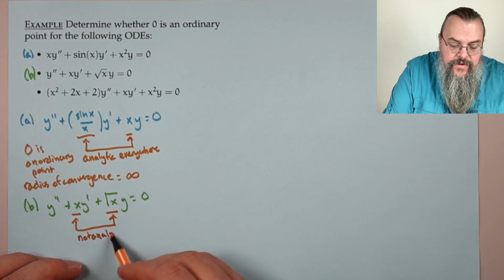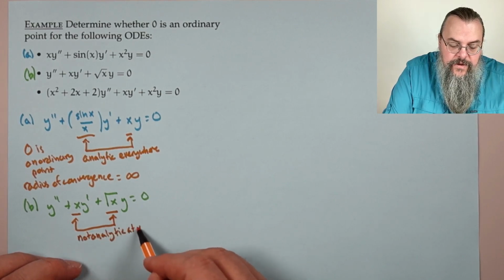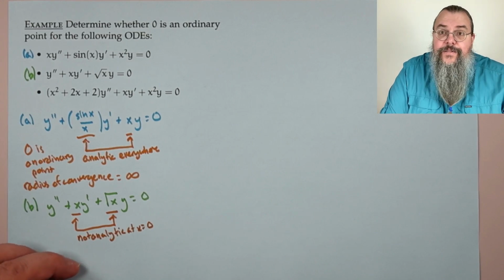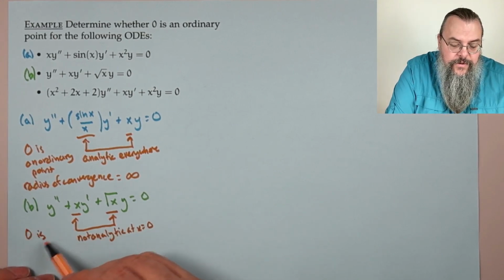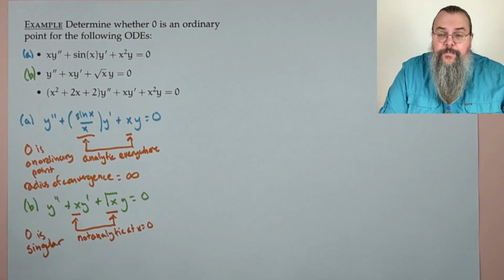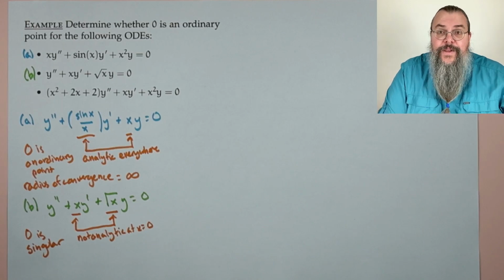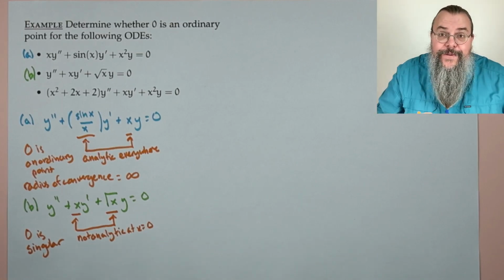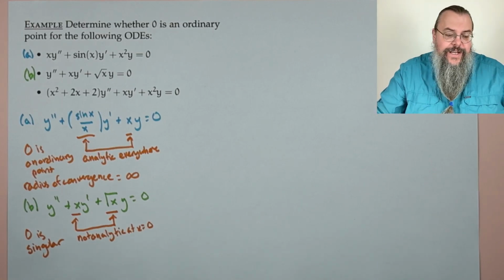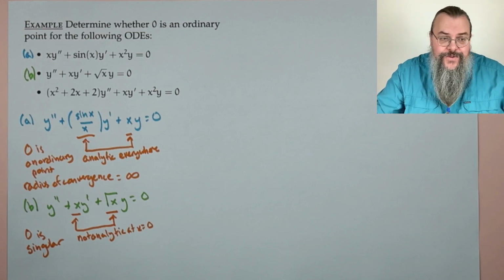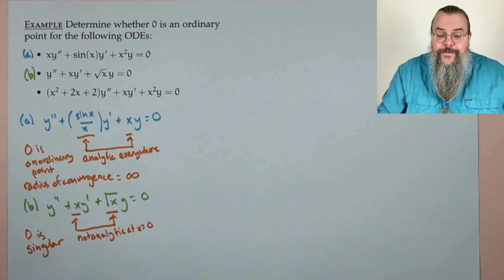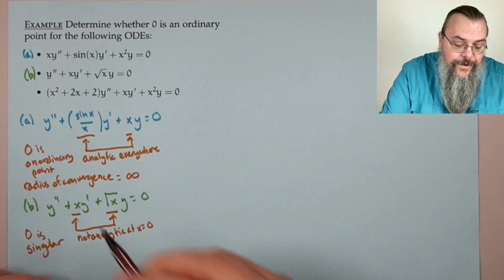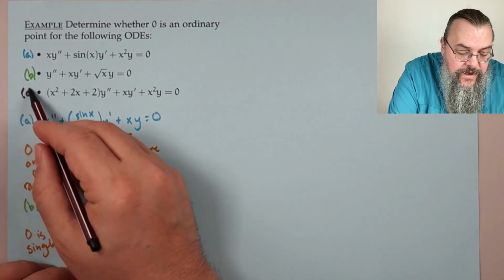So what does that tell us? Well, it tells us, forget it. 0 is not ordinary, so we could say singular. Bad. It's not an ordinary point. So we wouldn't even try to find a series solution here at this time. Hopeless. Our tools don't apply. All right. Now that's 2 down, right? 1 to go. All right.